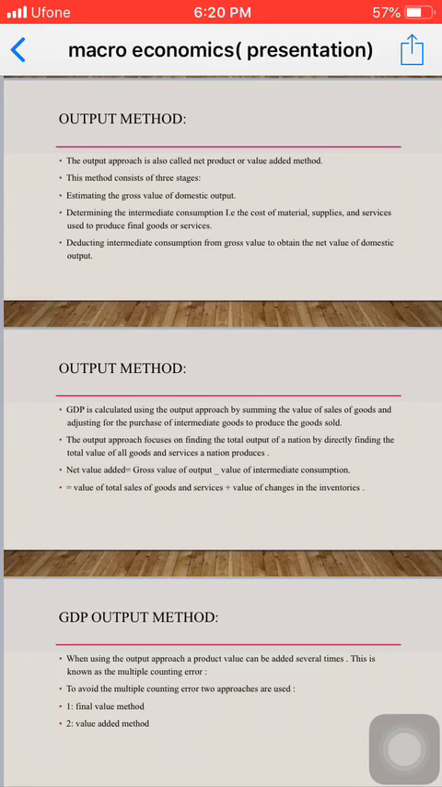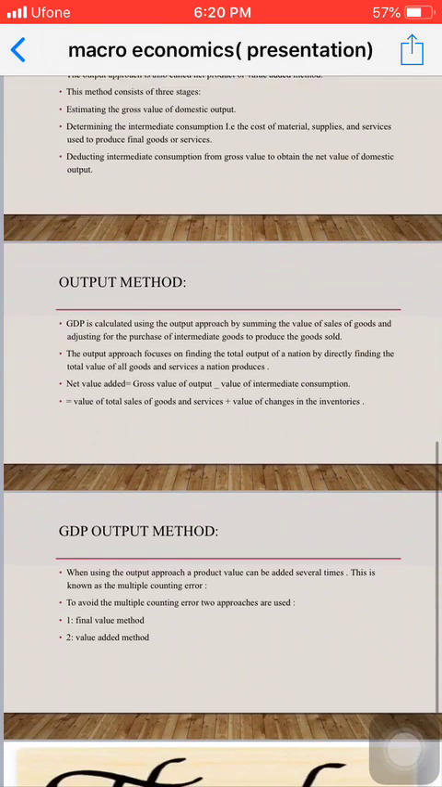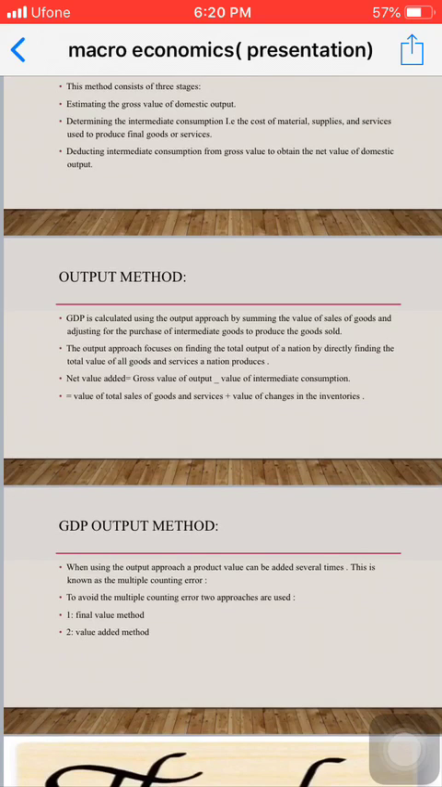When using the product approach, a product's value can be added several times. This is known as multiple counting. To avoid the multiple counting error, two approaches are used. Number one, final value method. Number two, value added method. Calculating GDP using the final value method or the value added method should give the same results.